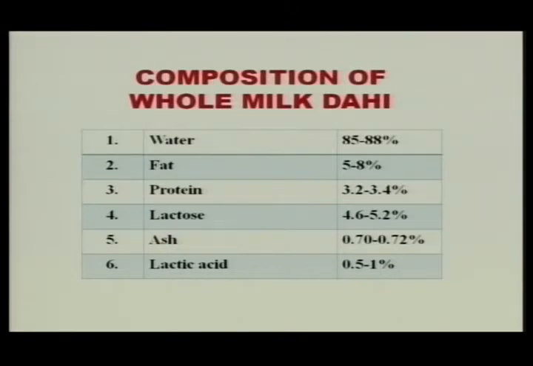Ash or mineral matter varies from 0.7 to 0.72%, and lactic acid content may vary from 0.5 to 1%. The lactic acid content in Dahi may sometimes be as high as 1.2% also, but normally the lactic acid content of Dahi is in the range of 0.7 to 0.8% only.